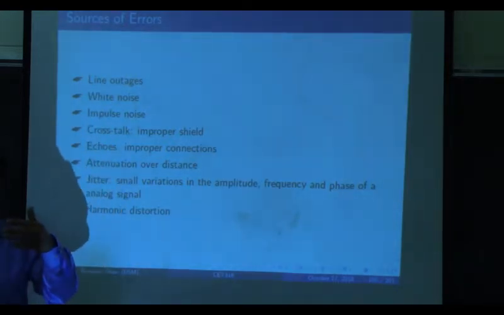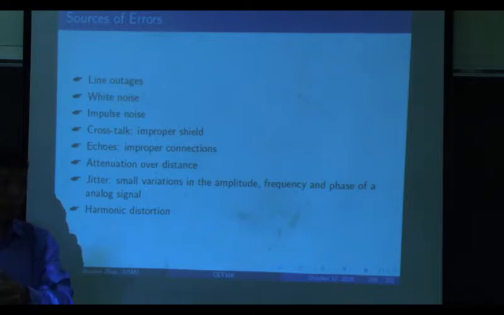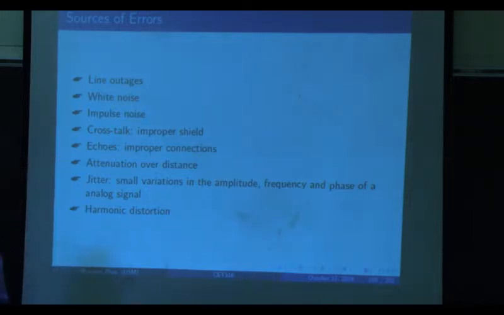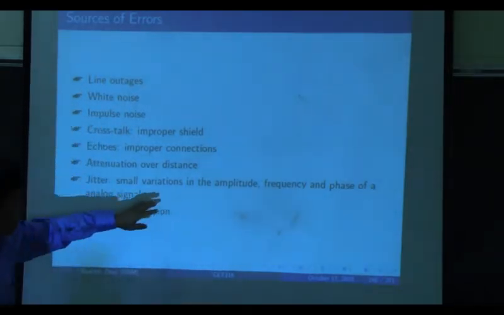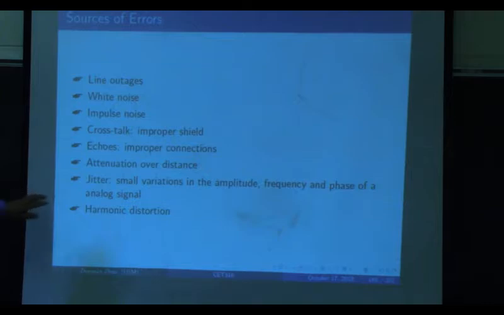If you have a mismatched frequency impedance, then you are going to have reflections. That gives you echoes. Attenuation over distance, that's for sure, right? For example, from here to California, over this long distance, the signal will drop. In 315, we are going to discuss how this drop quantizes the error, but here you only need to know this. Jitters: small variations in the amplitude, frequency, and phase of analog signals.